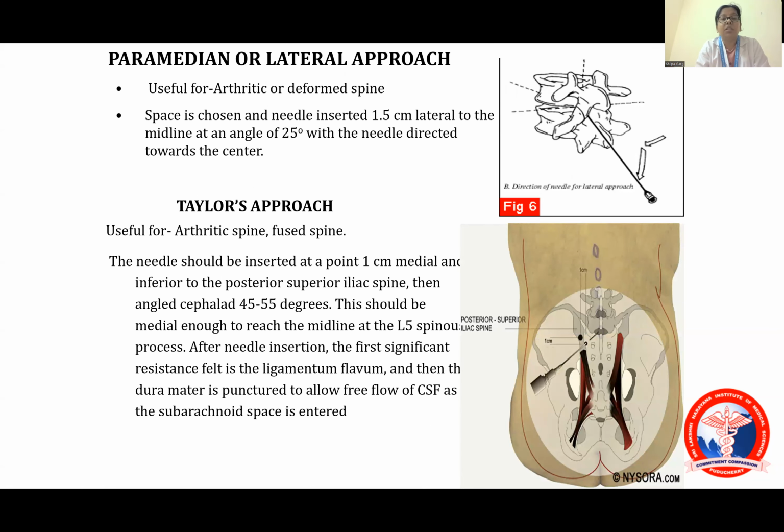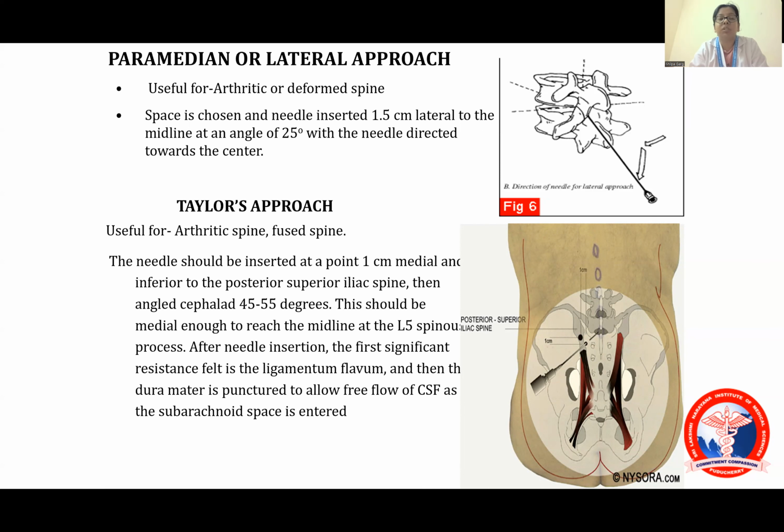Next approach is paramedian or lateral approach. It is useful for arthritic or deformed spine. Space is chosen and the needle is inserted 1.5 centimeters lateral to midline, so called paramedian, and at an angle of 25 degrees.